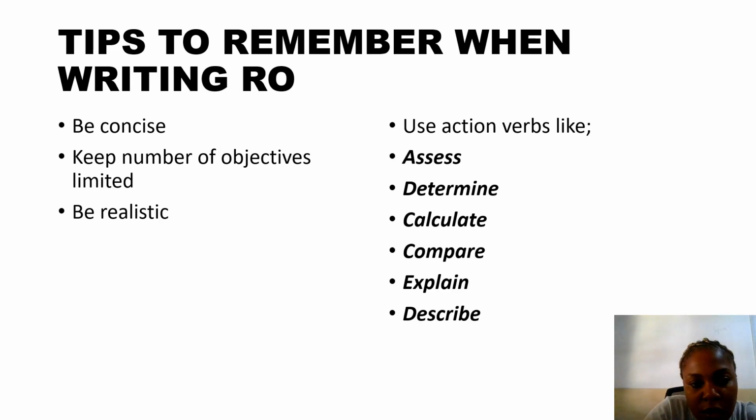So like I said, this slide is just summarizing what we said earlier. Be concise when making research objectives. Keep the number of objectives limited. You don't want to have like 20 objectives just for a small study. So you need something like a good 5 or 6 objectives, which are straightforward, brief, direct to the point, and also realistic. And then use action verbs, like I said, to assess, to determine, to calculate, to compare, to explain, to describe. You can use either of these.